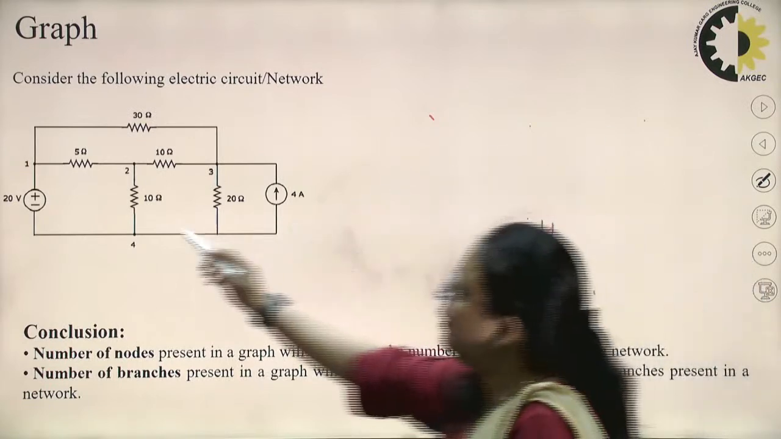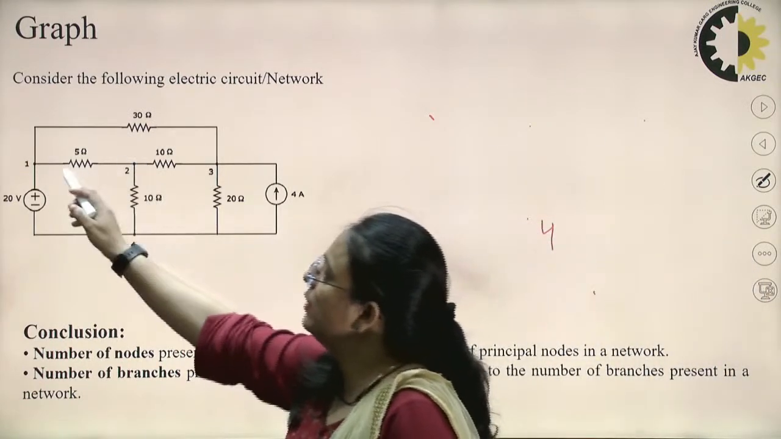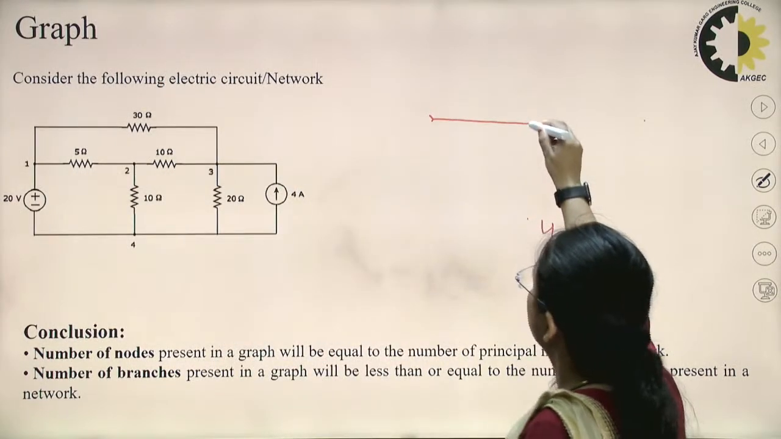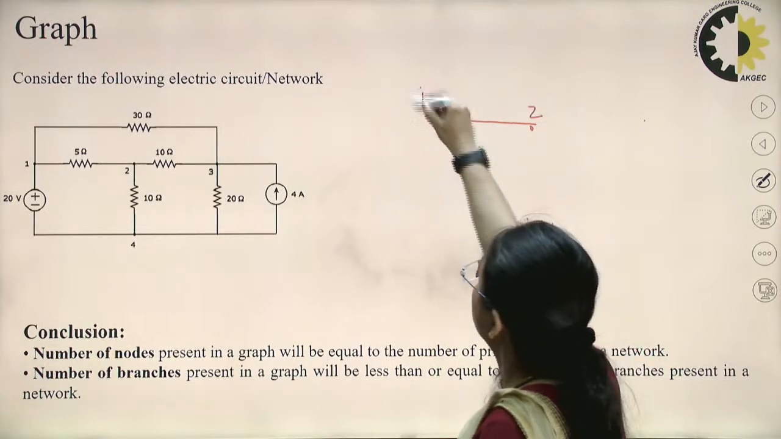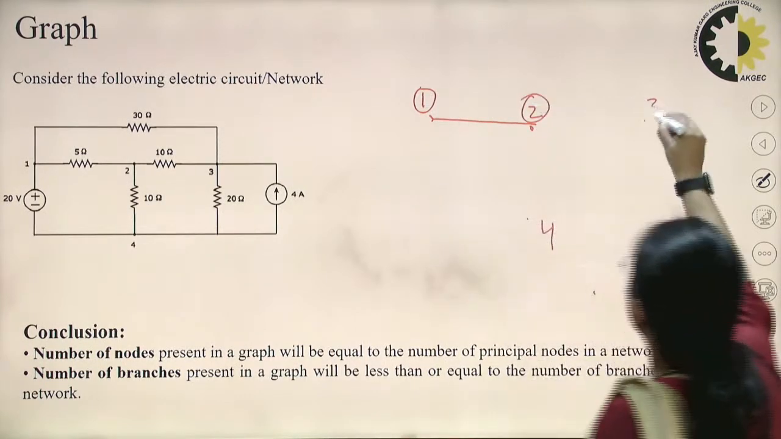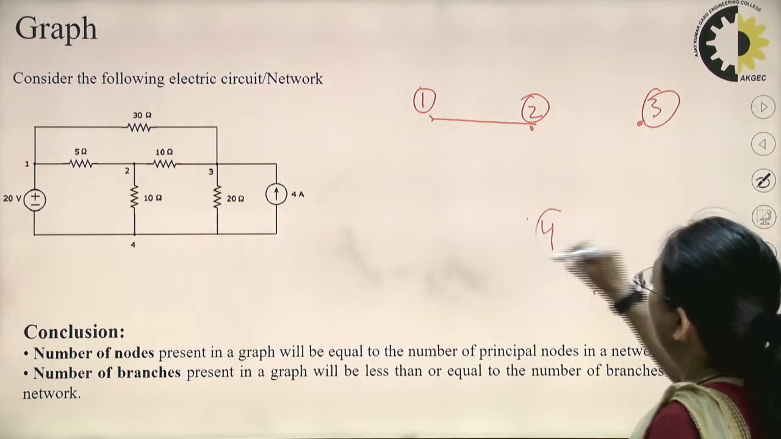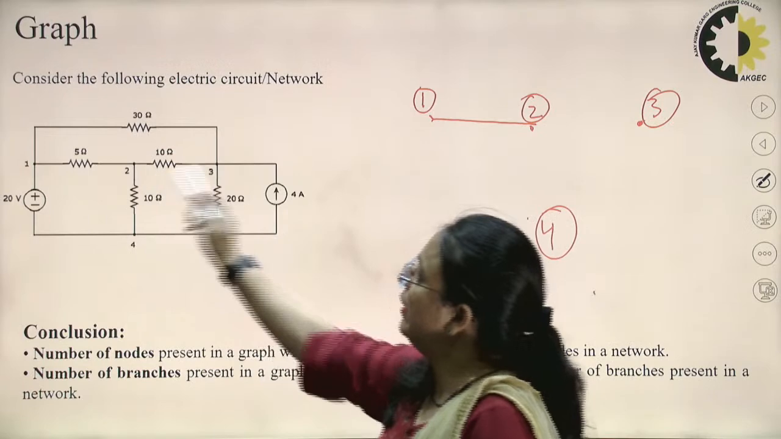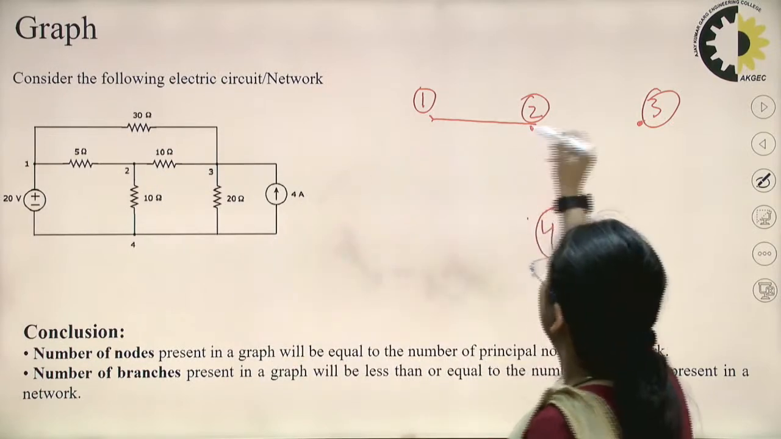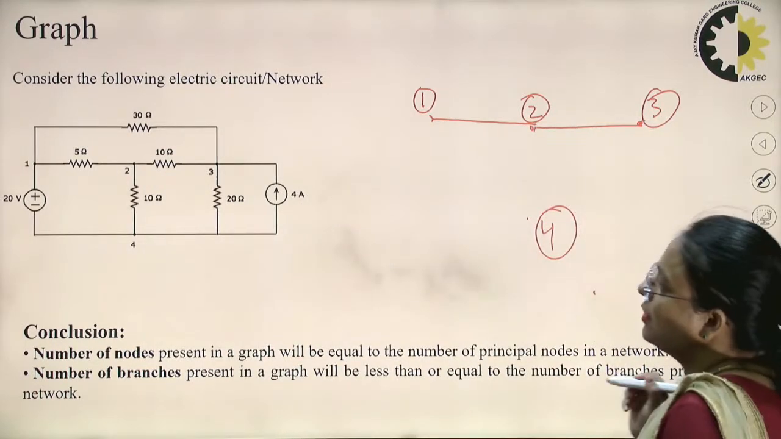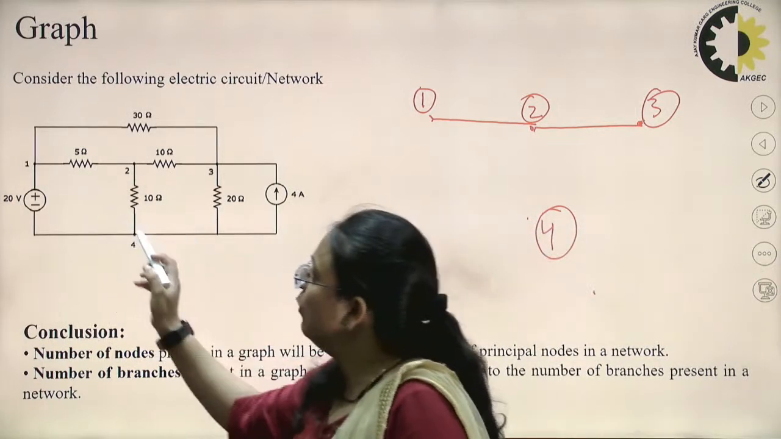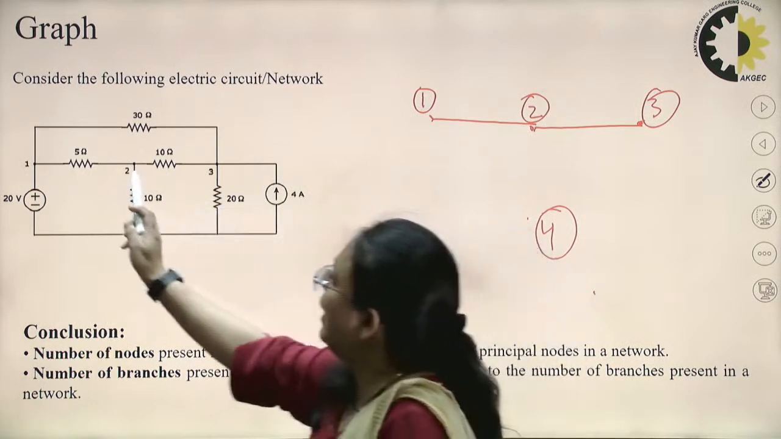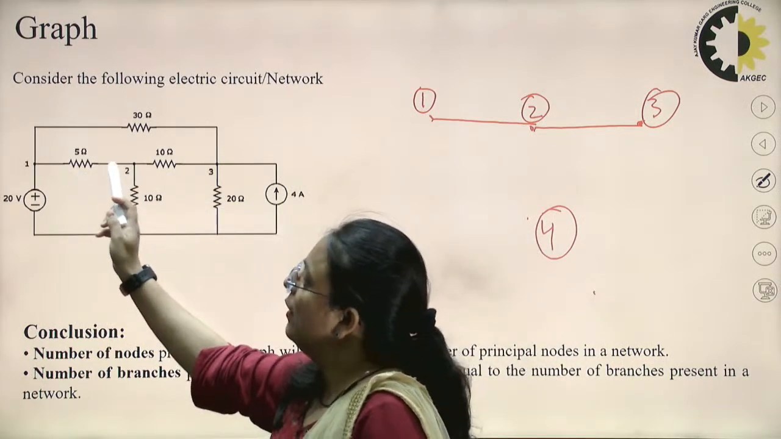Now you can see here between node number 1 and 2 there is one resistor, that is of 5 ohm. It can be represented by one branch. Okay, this is node number 1, this is node number 2, this is node number 3 and here node number 4. Now between 2 and 3 there is another resistor. So again I am showing it with a single branch.